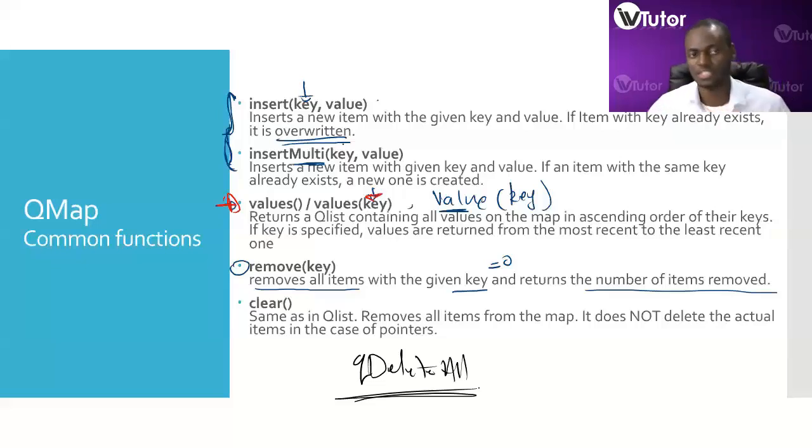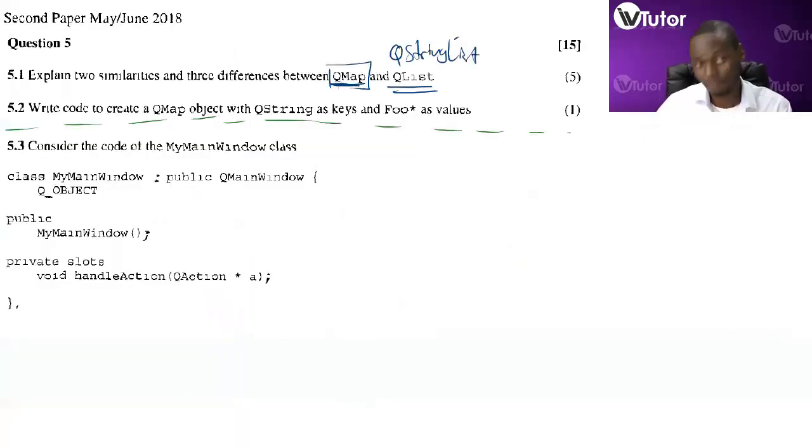So these are the basic functions, and in this case, we have only focused on a QMap versus a QList. Now let's go back to that question, and let's look at what the question was. So the first question was, explain 2 similarities and 3 differences between a QMap and a QList. We have just covered this, didn't we? So when you talk about the similarities, what are the similarities between a QList and a QMap, from what we have just discussed here?